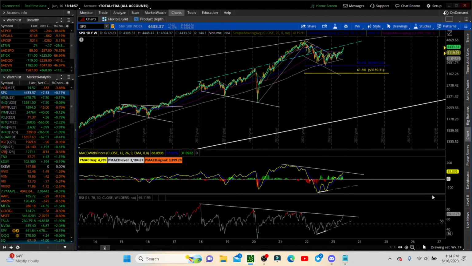So I'm not going to be real aggressive on the weekly options unless we get that move above, and then I'll be looking to fade that move on shorter duration options. Now, after breaking this, we have higher highs, higher lows.